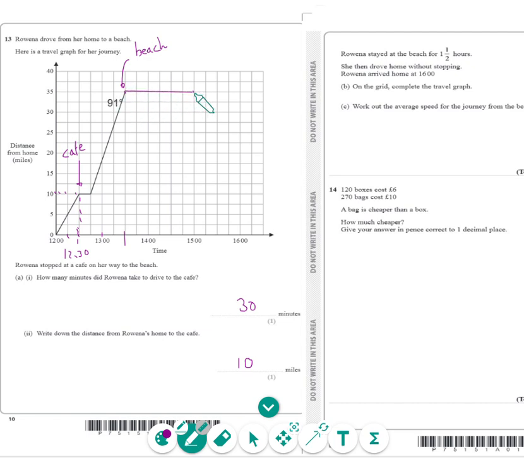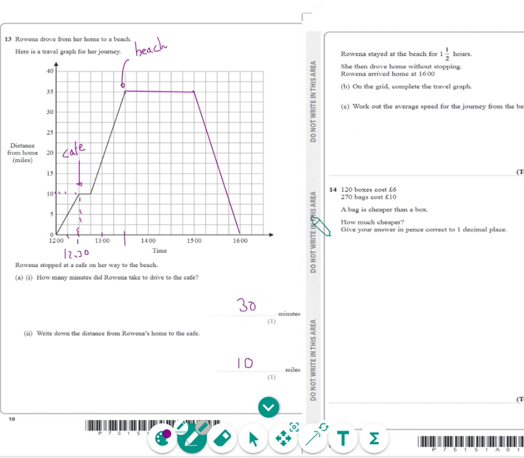She stopped, she's not moving any further distance, so that's going to be a horizontal line, and then she arrives home at 4 o'clock. So we're going to have a line joining 3 o'clock till 4 o'clock when she arrived home.